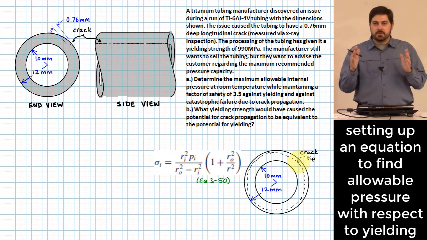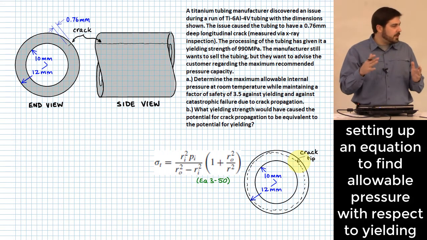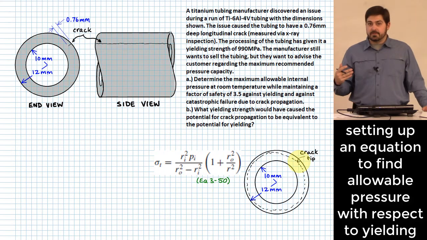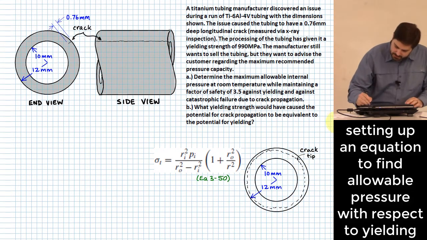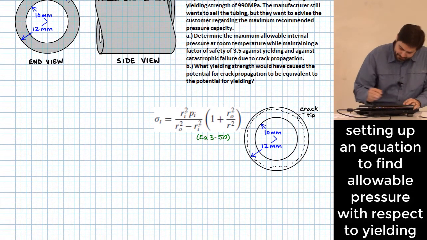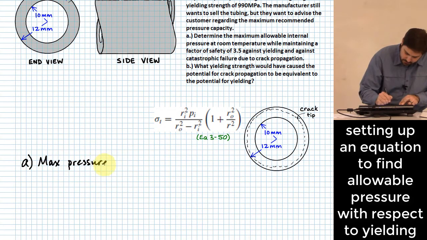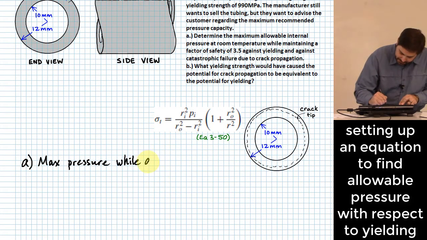All right, so for part A, let's do the first part of part A, because A kind of has two parts to it, right? One of them is, let's figure out what kind of pressure it can hold to avoid yielding, okay? So let's do that down here. So part A, we'll say maximum pressure while avoiding yielding.